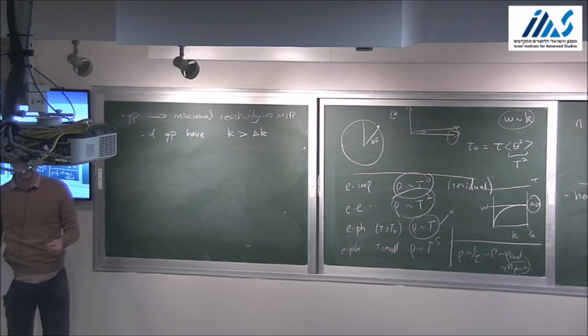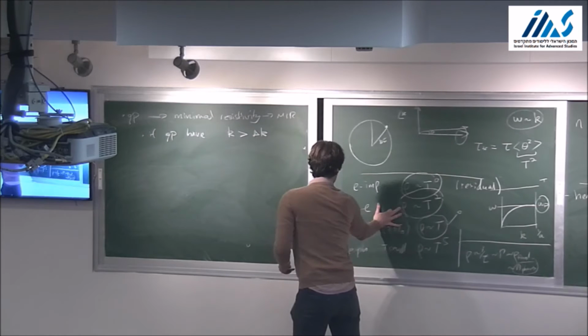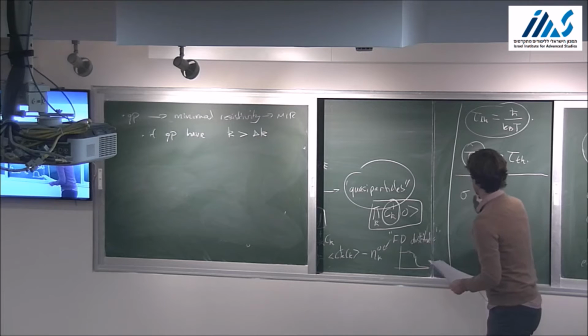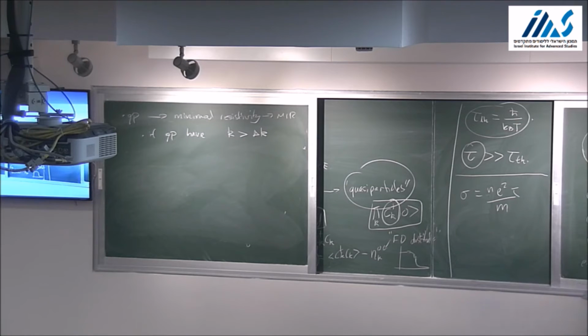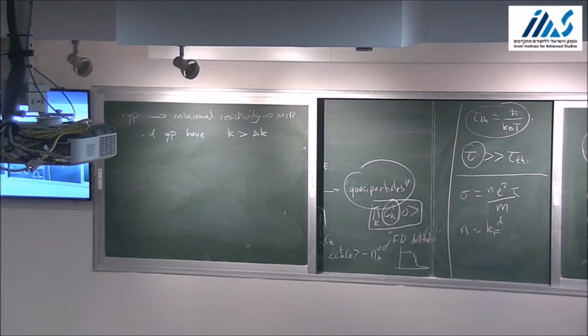You need this picture, and then it goes as follows. Did I have to draw the formula? No, I don't. Maybe it's here. No, it isn't. Okay. Let me write here. I'll use the Drude formula. Remember, the Drude formula was that the conductivity was n e squared tau over m. So, in a Fermi liquid, in a weakly interacting metal, n is the density. It's set by the Fermi wave vector to the d. That has the right units at least. Hopefully, that's reasonable.